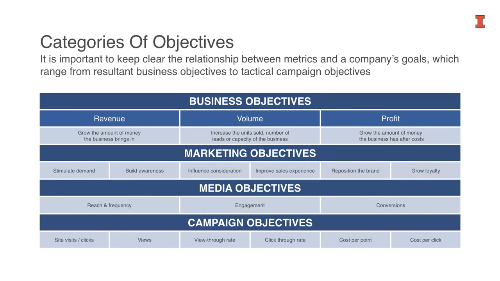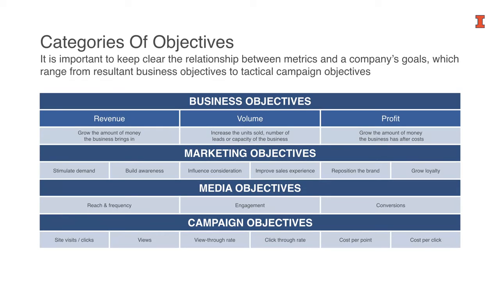Any company has really three primary objectives that it wants to drive. Those are outcomes, right? They're not necessarily goals. They're outcomes of doing something else well. And in our sense, in digital marketing, it is those marketing objectives that we want to drive. We either want to stimulate demand, build awareness, influence consideration, improve a sales process, reposition a brand, or increase loyalty. And if we are doing those things, they will result in increased revenue, growth in sales volume, or improved profit.